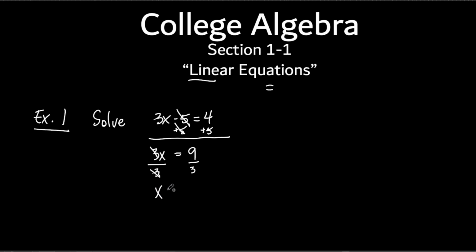So what am I left with? An x. Now we do this division. 9 divided by 3 is 3, and that is our answer. If you wanted to check to see if you got it right, how would you check without looking in the back of the book?